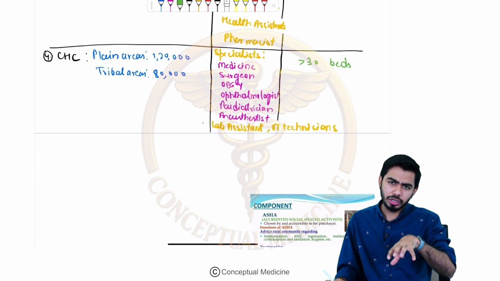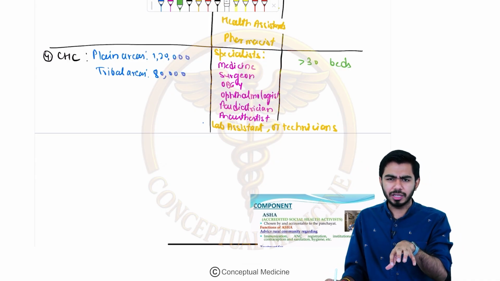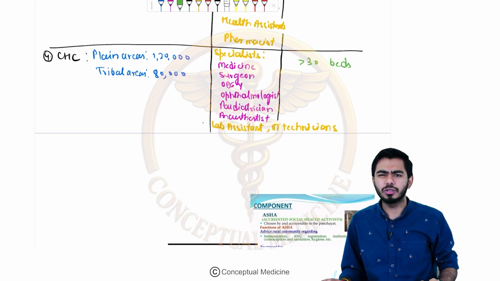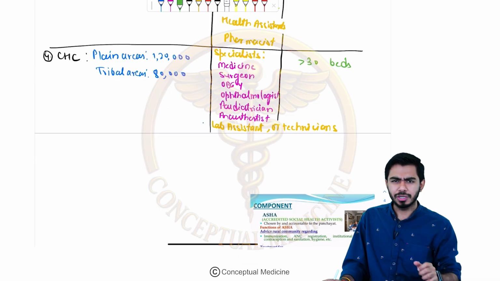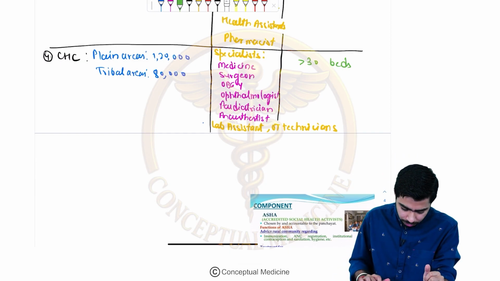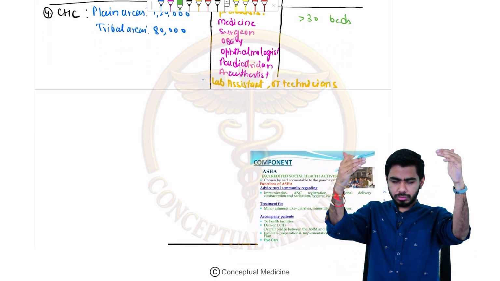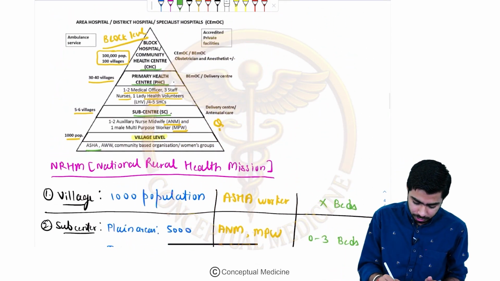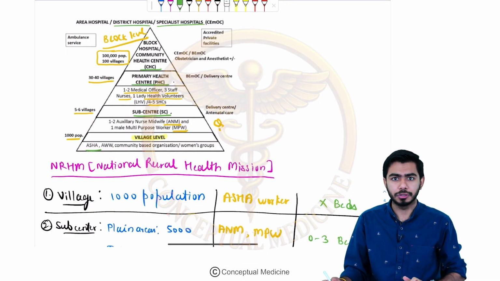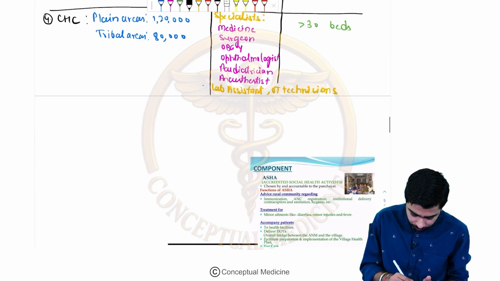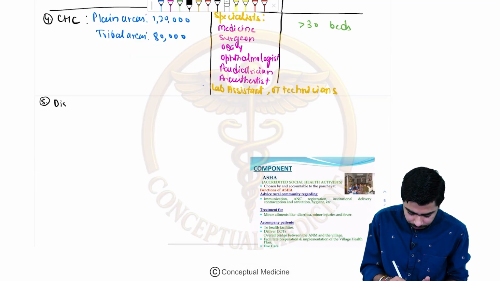So if some patient is coming to you at the level of primary healthcare center, and you are the MO in charge over there, you might refer this patient to the community healthcare center, because specialists are also present over there, and we are talking about a larger number of beds, right? Then after the CHC level, we come to a much bigger level, the district level. This is the district hospital or the specialist hospitals, right? So here, let's talk about the fifth one, that is the district hospital.